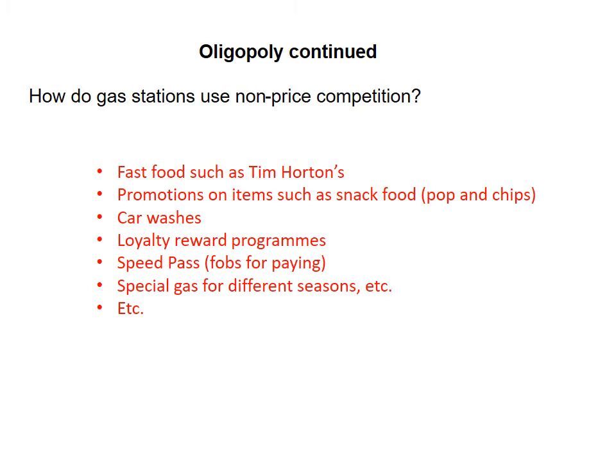And I think the kink demand curve helps to explain why, because they risk their total revenue going down if they increase or decrease their price, depending on what the competition is doing. They might have car washes, loyalty reward programs, a speed pass or fobs for paying to make it convenient, special gas like Shell, I think, has a special gas for very cold weather, and so on and so forth.